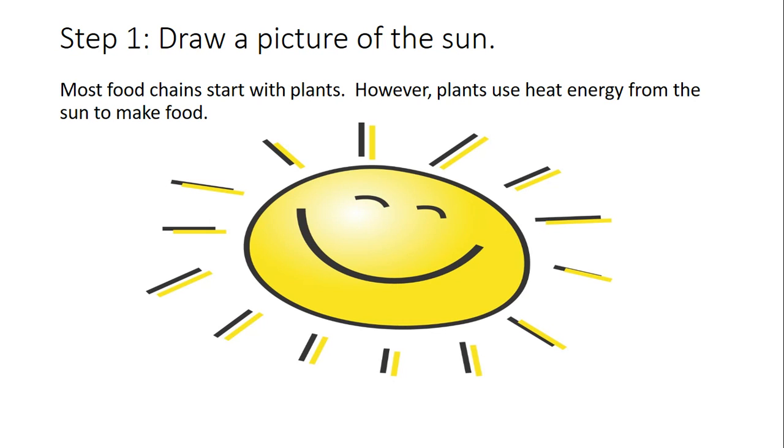Let's begin. Step 1. Draw a picture of the sun. Most food chains start with plants. However, plants use heat energy from the sun to make food.